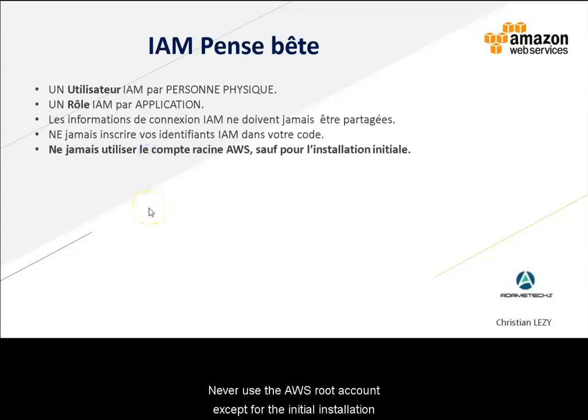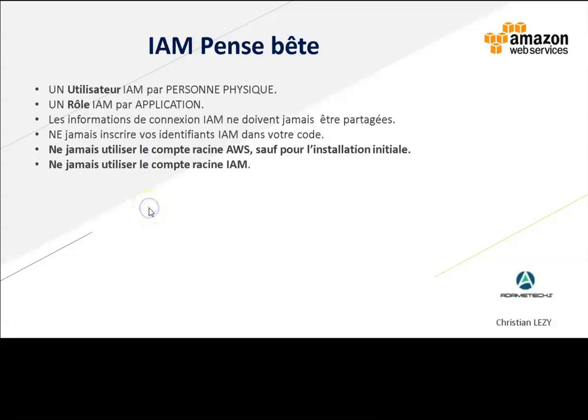You must never use the AWS root account except for the initial installation, and never use the IAM root account. It is generally recommended that you create new accounts and then block the administration accounts. In the next module, we'll see how to create users, groups, and roles.